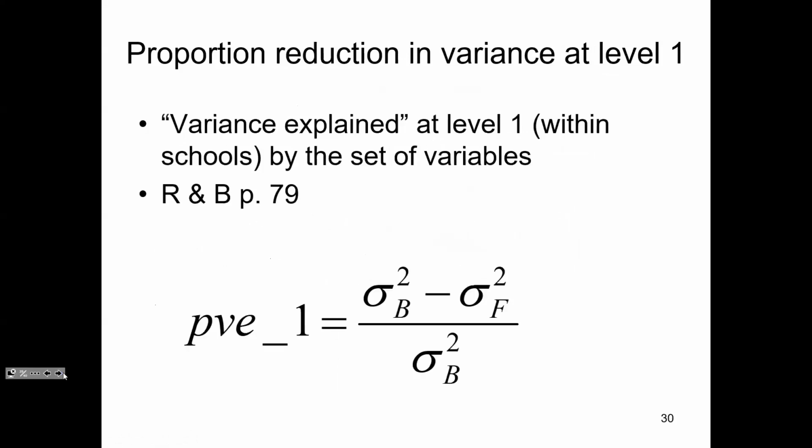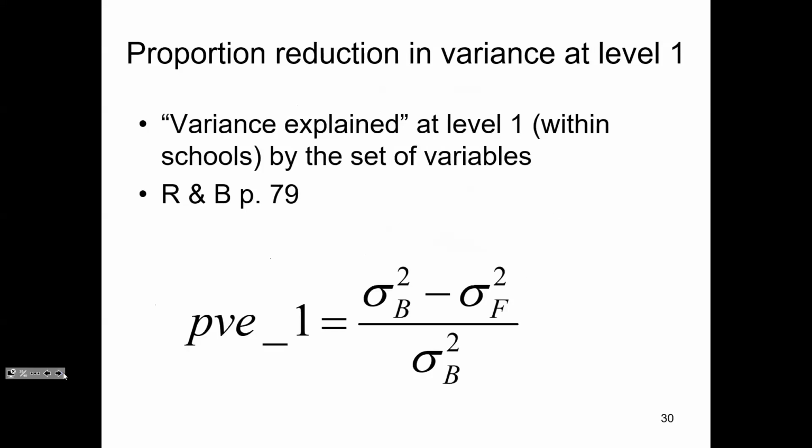So now I want to talk about the proportion reduction in variance at level 1 and the proportion reduction in variance at level 2. I want to get some idea of the variance explained at level 1, or within schools, by the variables in the model. And so what I can do is compute, again, this is like a pseudo R squared. This comes from Raudenbush and Bryk.